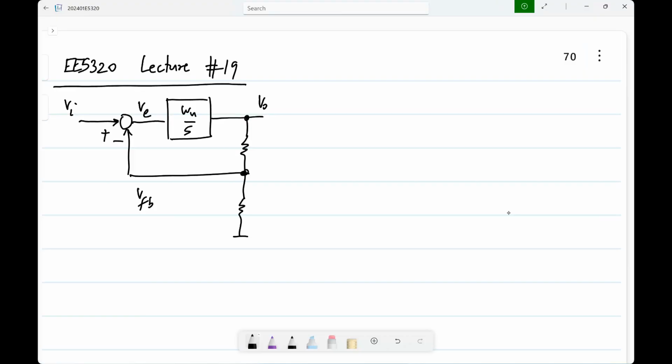Now, because this is such a common operation, this entire thing, taking the difference between two quantities and integrating it, that is provided as a standard circuit block, and that's what an op-amp is.